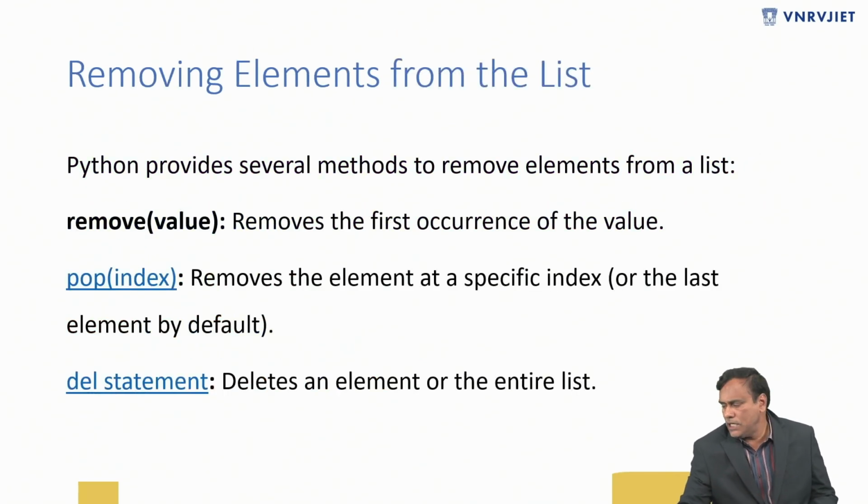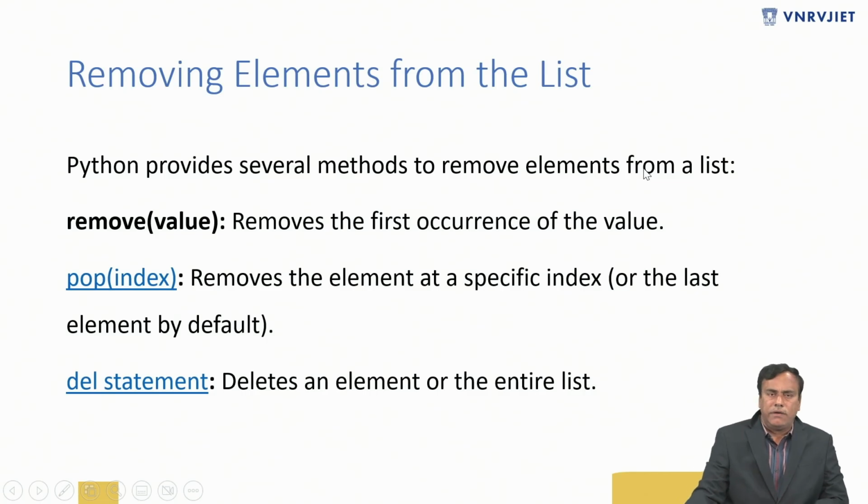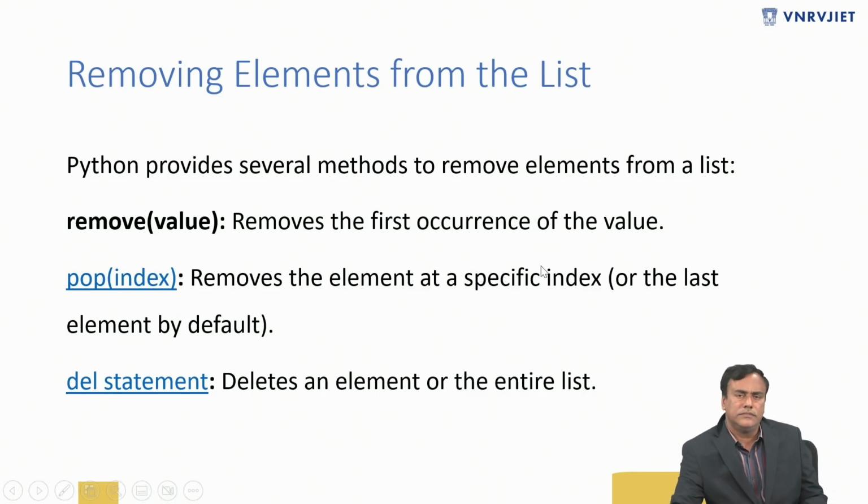Next, removing the elements from a list. If you want to remove elements from a list, you have three functions available, namely remove, pop and del, that is delete. Using the remove function, the first occurrence of the value is going to get removed from the list. Even if you don't have multiple values, it is going to scan from the first position, that is the zeroth index.